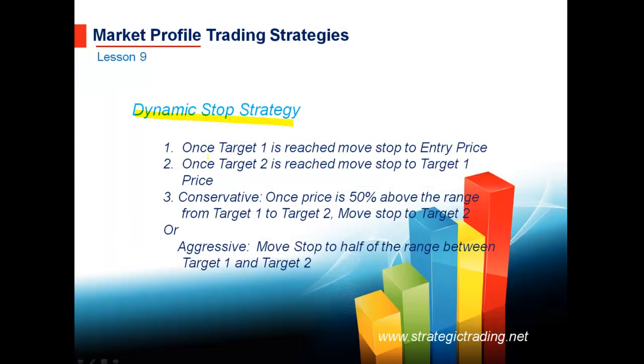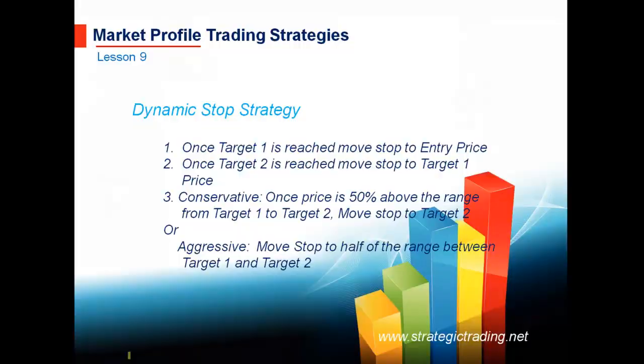The dynamic stop strategy tells us that as I reach each of my targets, I move up a little bit. So once target 1 is reached, I move the stop to the entry price. Once target 2 is reached, I move the stop up to the original target 1 price. And now for the third target, if I want it to be conservative, once price is 50% above the range from target 1 to target 2, I move the stop to target 2. And if I want it to be aggressive, I would move the stop to half the range between target 1 and target 2.